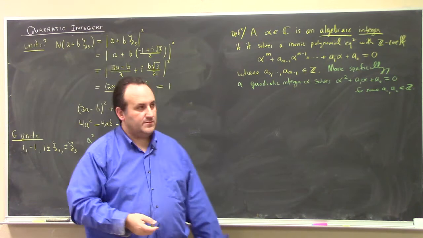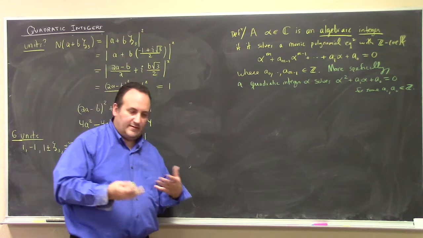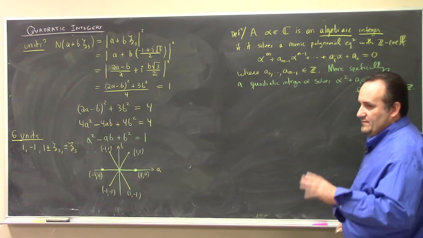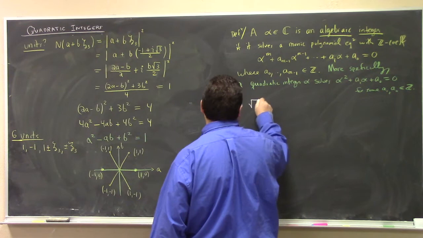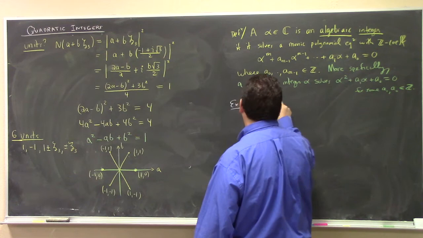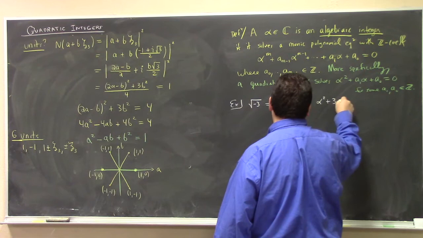Now, you might be a little worried that the Eisenstein integers are not actually an example of quadratic integers, right? Because do they solve a monic quadratic? I mean, some things are easy enough, right? Like the square root of minus 3. If this is equal to alpha, this solves what? Alpha squared plus 3 equals 0, right? There you go. It's a quadratic integer.